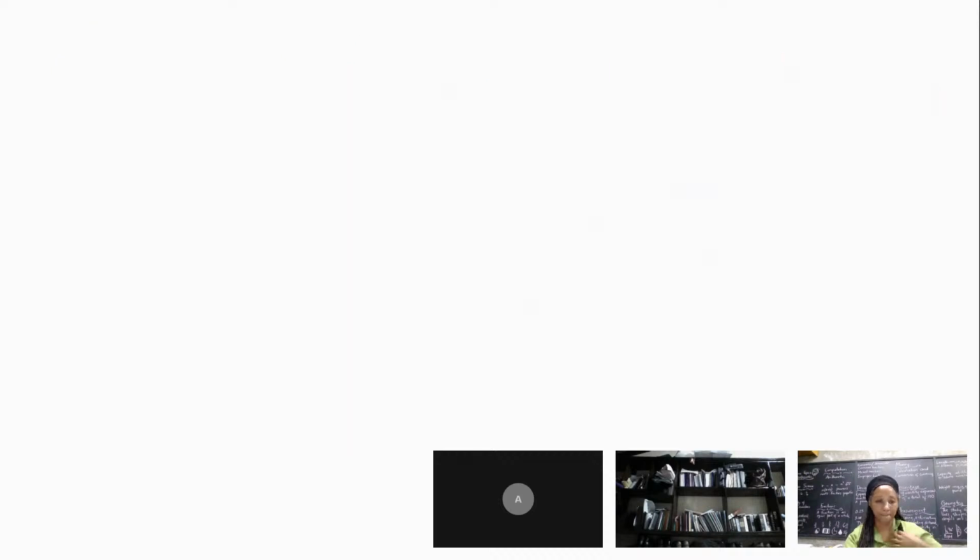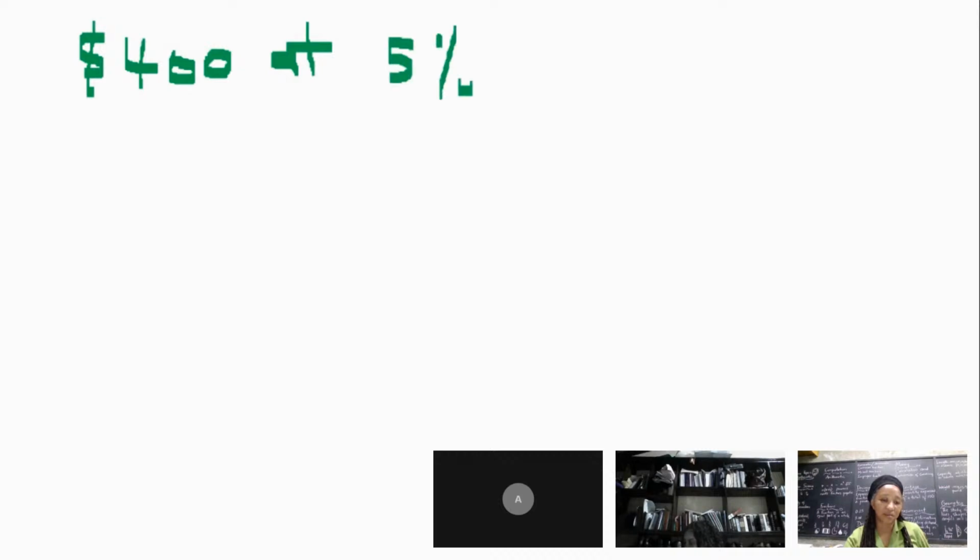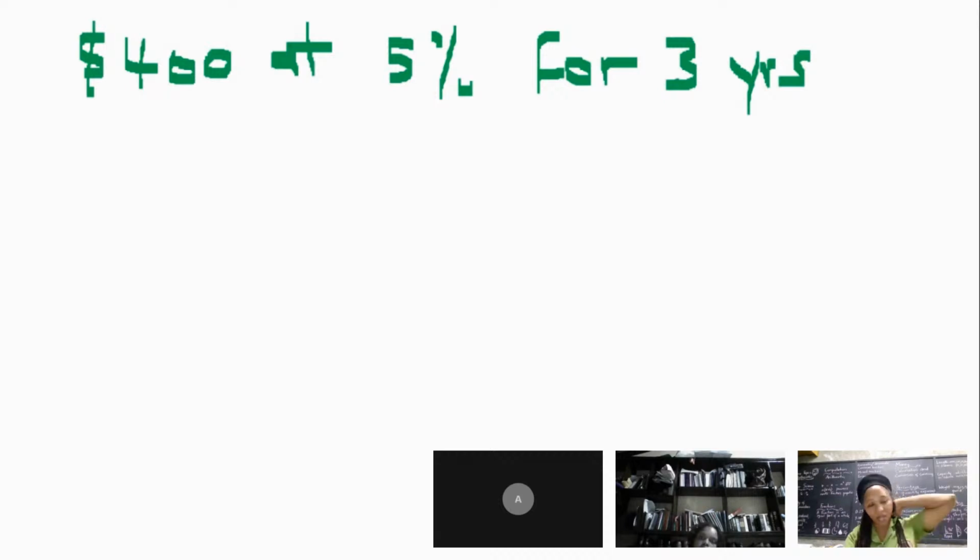So let's say we are borrowing $400 at 5% for 3 years. What would be the simple interest, and how much would I need to pay back in all? Who wants to do this one first?